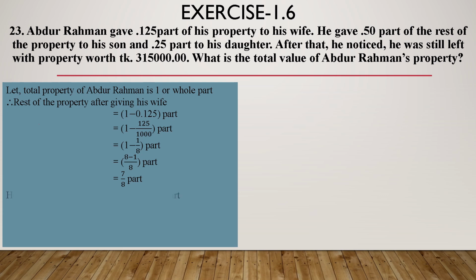Now he gave to his son 0.50 of 7 by 8, because here it is written he gave 0.50 part of the rest of the property to his son. So here the rest of the property is 7 by 8, so 0.50 of 7 by 8 part.